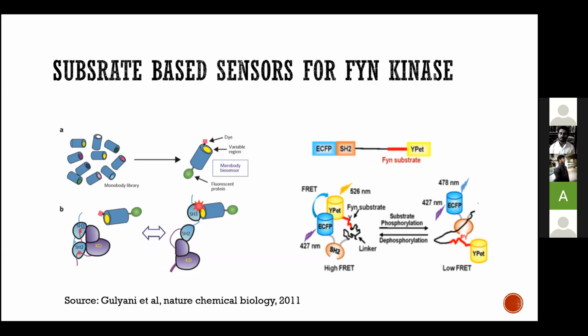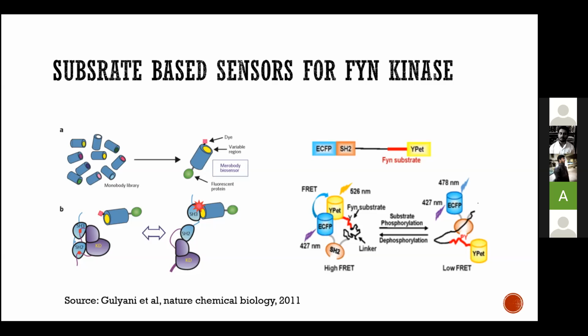I'm asking if you understood that, right? Yes, got that. So in the high FRET situation, the SH3 domain is empty. The Fyn substrate and the linker are being wobbly, and somehow they are getting attached, like they're pulling the YPet near to the ECFP, so they can interact. But as soon as this SH2 gets phosphorylated, it pulls them apart, so your FRET is gone.